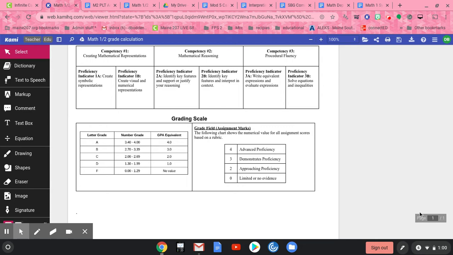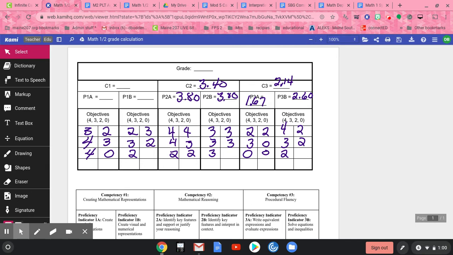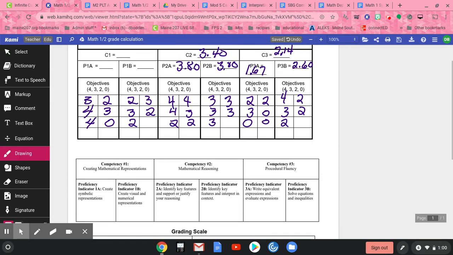Now I'm going to go over how we actually calculate your grade. So in this chart right here, I have a bunch of scores already inputted. Each of these scores represents a score on a specific learning objective under each proficiency. So what this means is under Proficiency 1, which was creating symbolic representations, you took 6 tests. So this is probably halfway or more through the school year.